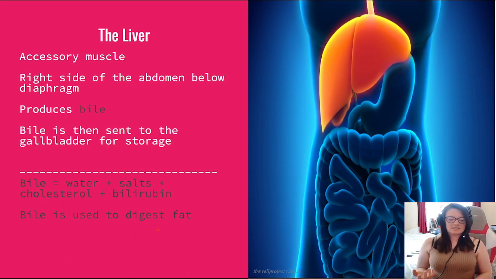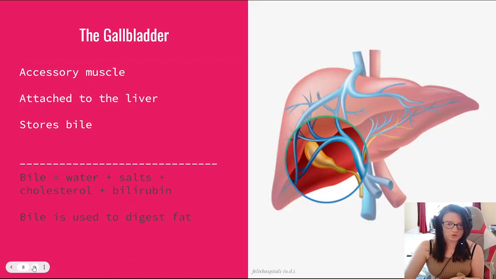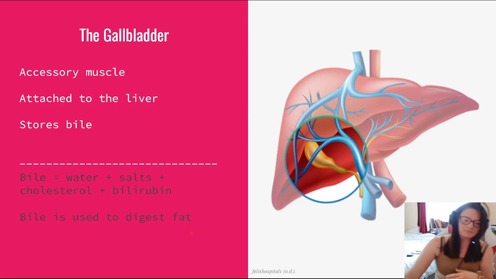Now in the digestive system we have a couple of accessory organs such as the salivary glands, but we also have the liver, the gallbladder, and the pancreas. Now the liver lives up in the right hypochondriac region of the abdomen, and this is where bile is produced. Bile is a mix of water, salts, cholesterol and bilirubin, and is used to digest fat. That bile is then sent to the gallbladder, which lives just underneath here, and that is where it is stored until it needs to be used.